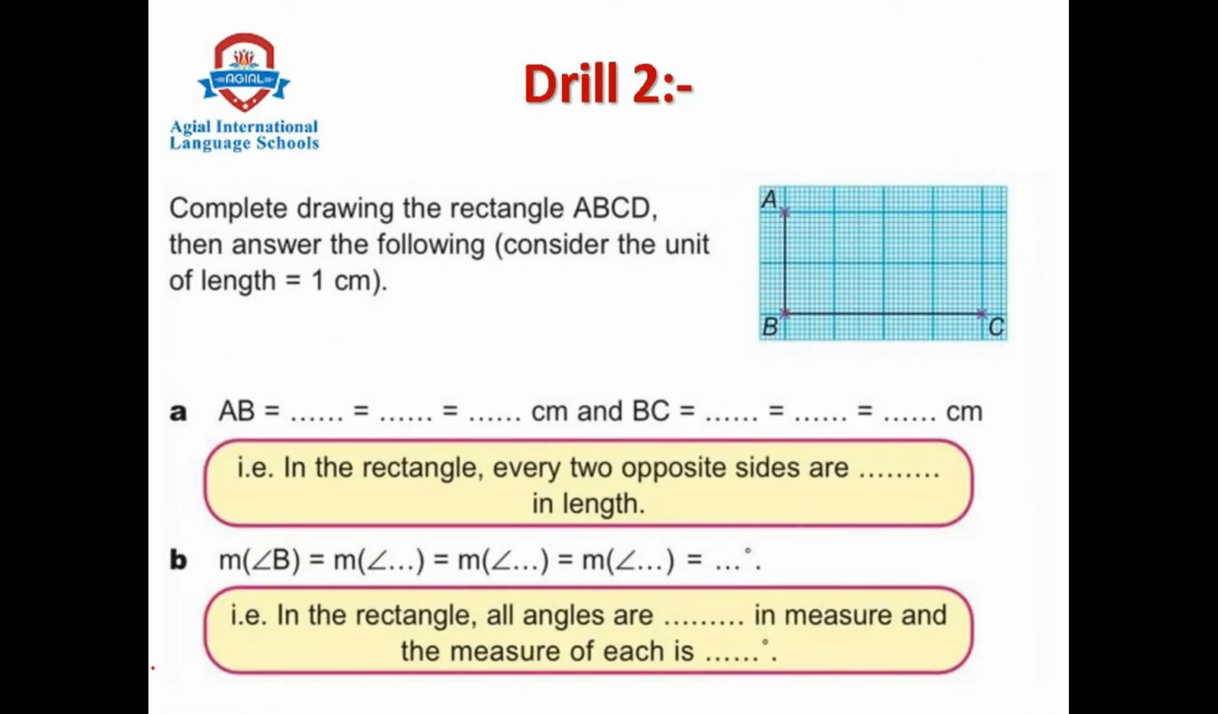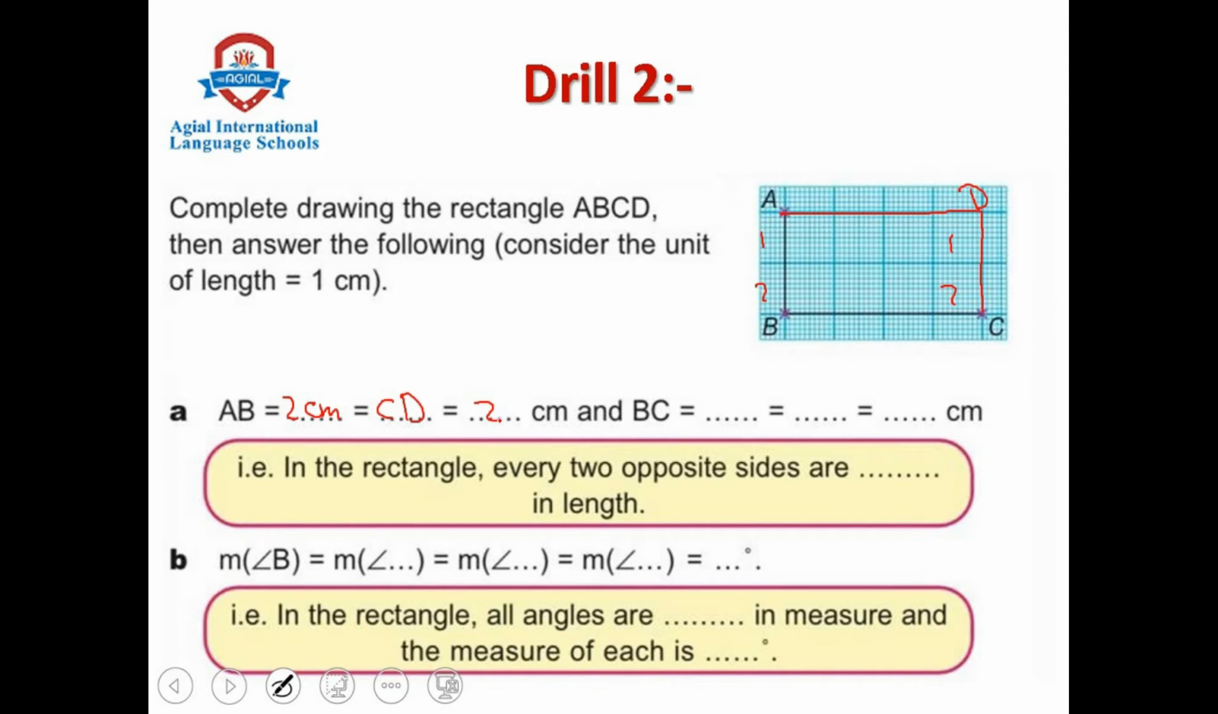Trial 2. Complete drawing the rectangle ABCD, then answer the following. Consider the unit of length as 1 centimeter. We have to draw AD and CD now. AB equals 2 centimeters and also CD equals 2 centimeters. So AB equals CD equals 2 centimeters.